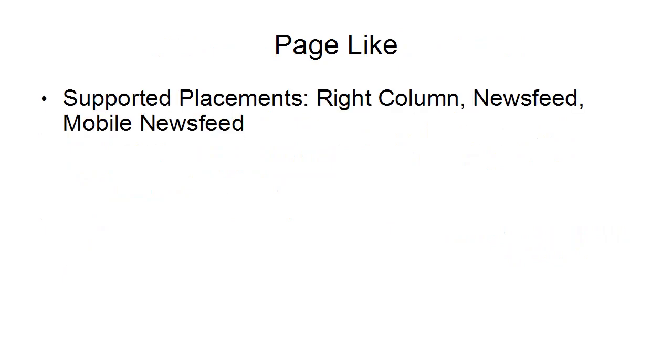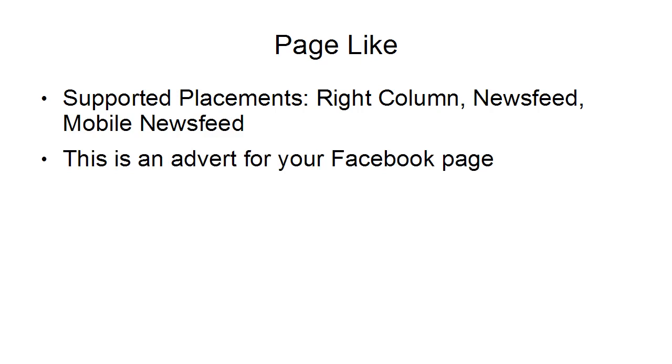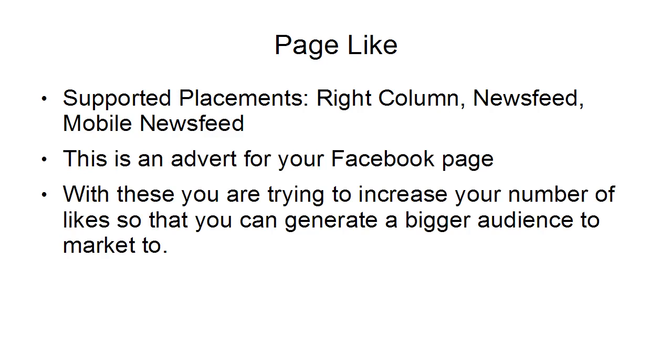Then there's page like, and the supported placements are the right column, the news feed, and the mobile news feed. And this is basically an advert for your Facebook page. And with these, what you're trying to do is increase the number of likes so that you can generate a bigger audience to market to. And this is really part of a long-term strategy. You're probably not going to make any direct sales from this sort of thing, but you are going to get more people to like your page, you're going to get more fans, and you're going to grow your audience slowly over time. So it's something to plan for the long term.